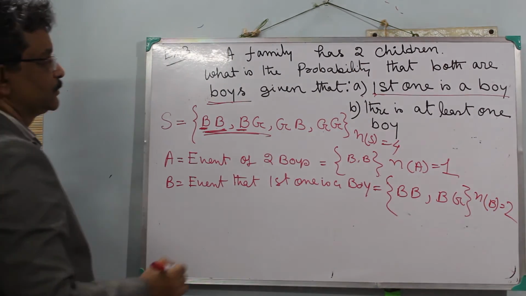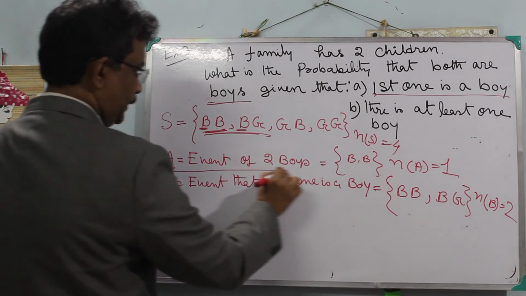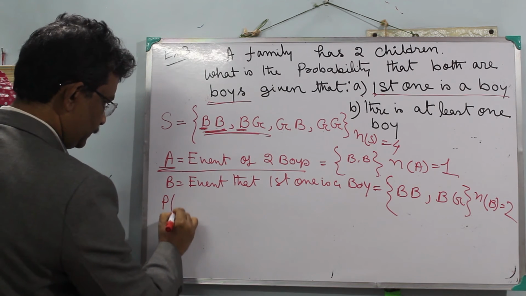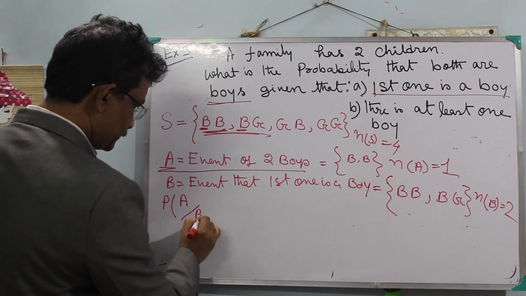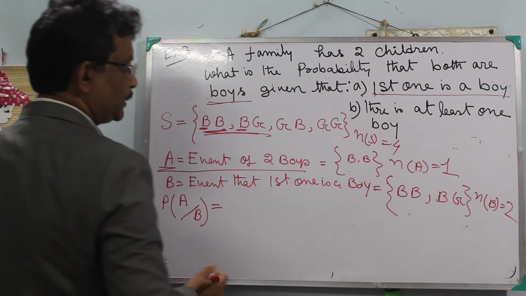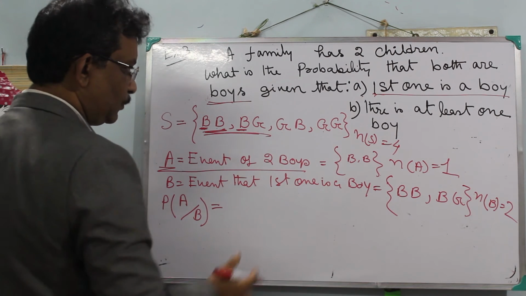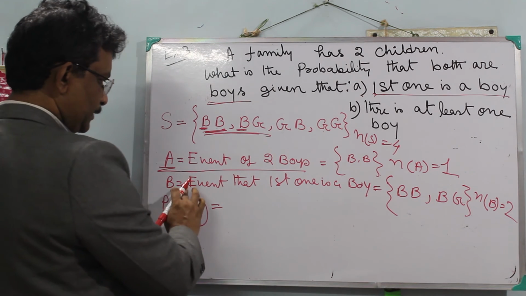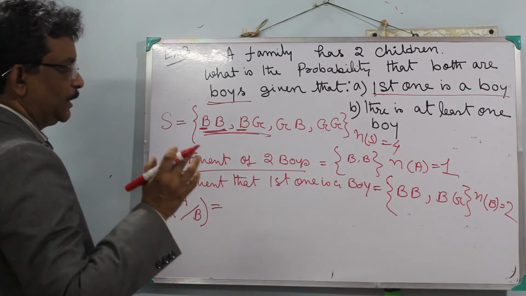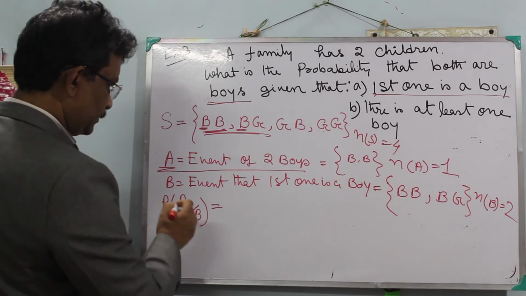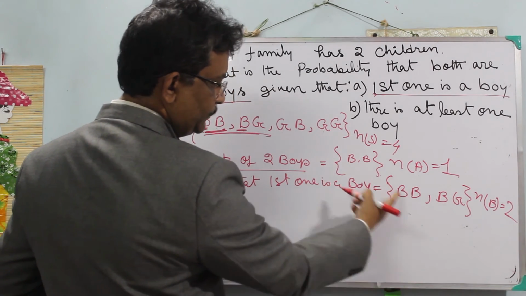Now you are asked, what is the probability that both are boys? That means probability of A, given that the first one is a boy, equal to, what will I do? The intersection of A and B, because that will satisfy both: the first one is a boy, and both are boys. So the intersection of A and B is the same as BB.